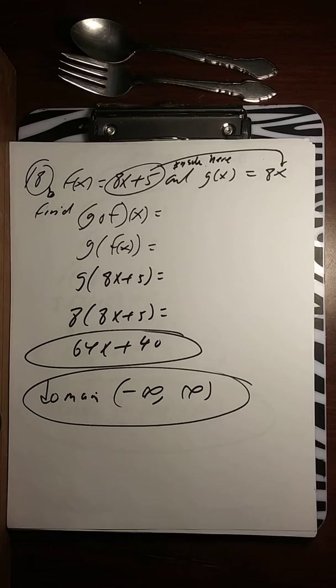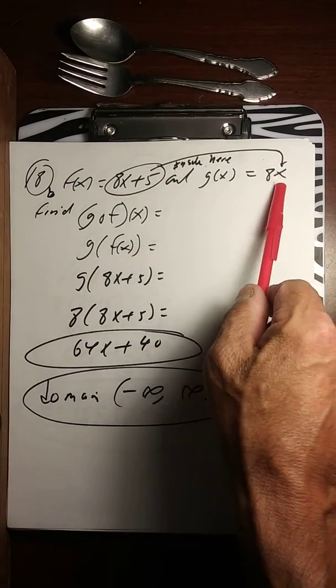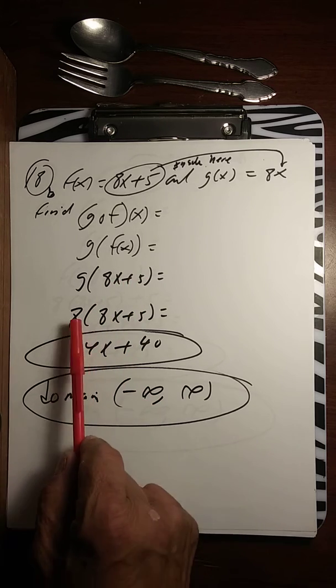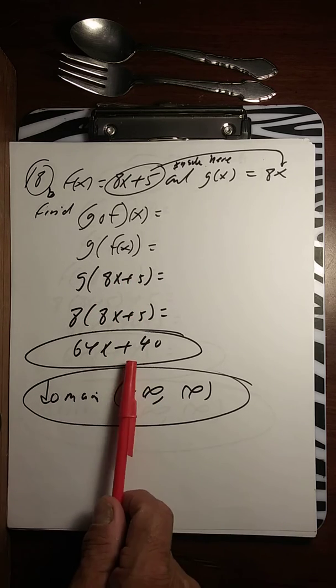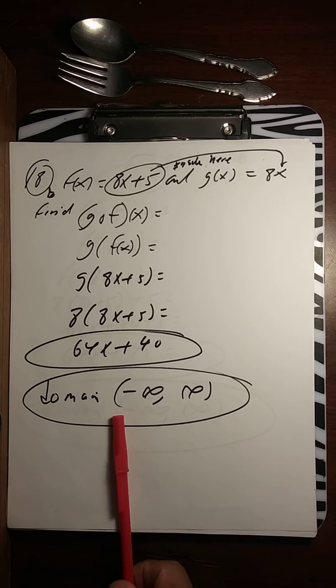So now we have g of f of x. It means that this one goes in there. So 8x plus 5 in there, 8 times that, 8 times 8 is 64, 8 times 5 is 40, so 64x plus 40. And the domain is negative infinity to infinity.